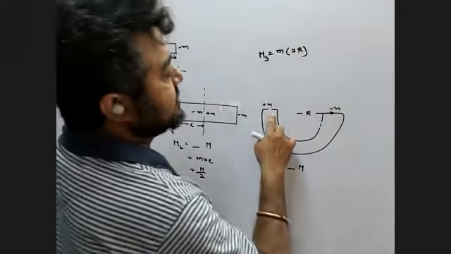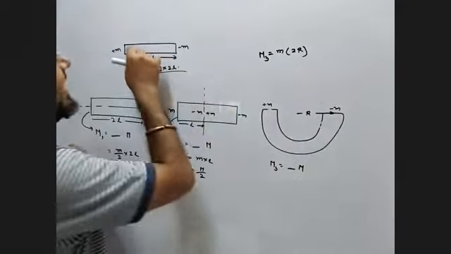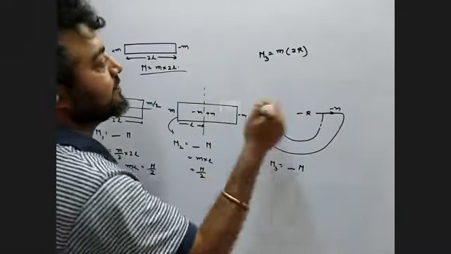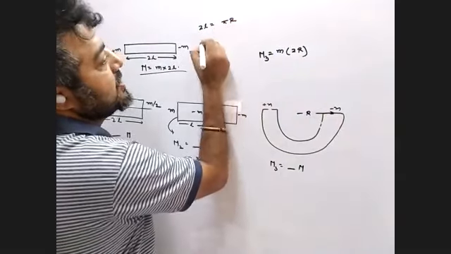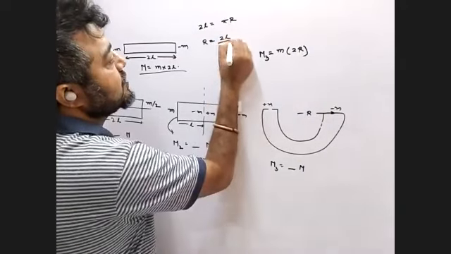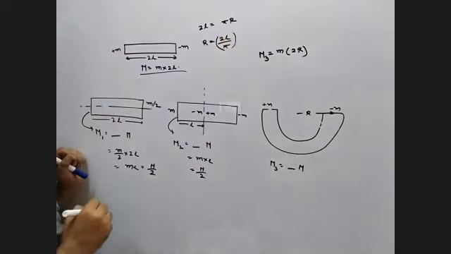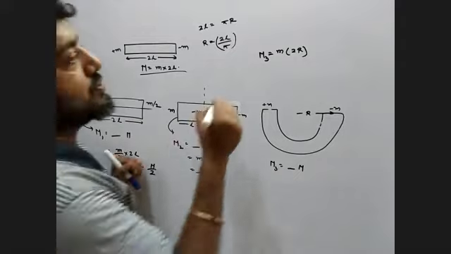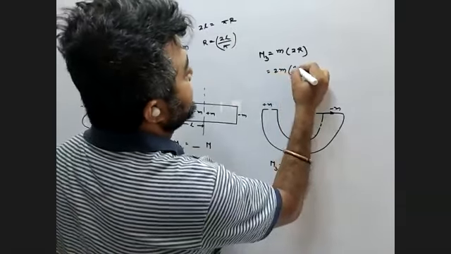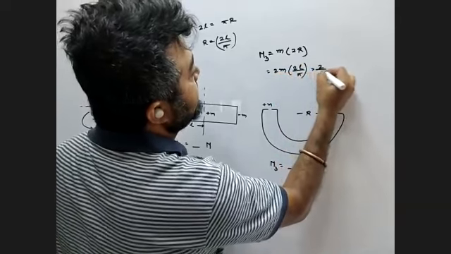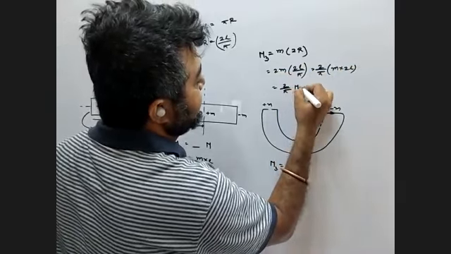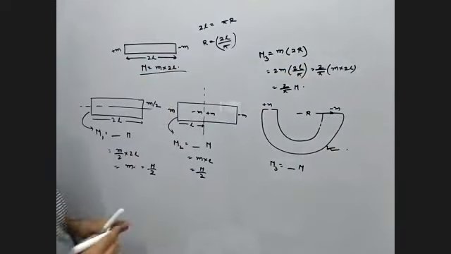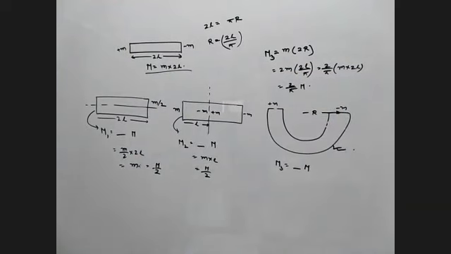Initially M equals M into 2L, and you bend the magnet in this way, so 2L is the half circumference, that is pi R. So what is your R? R is 2L by pi. Is it clear, everyone? So the new moment is M into 2R, that is M into 2 by pi into 2L, which is 2 by pi into capital M. So this third one is very, very important for your entrance exam.